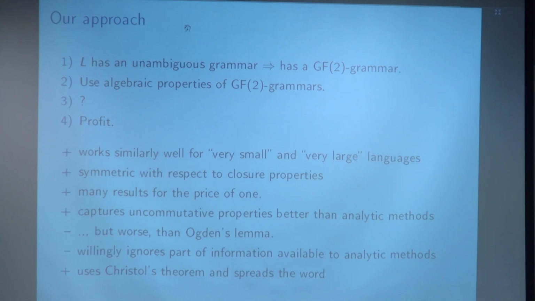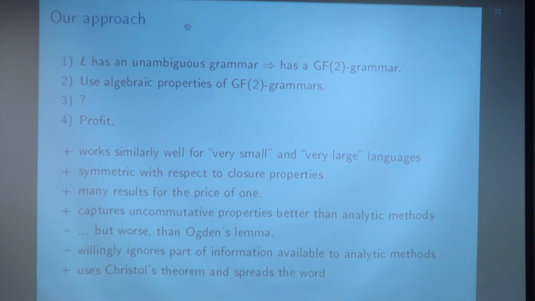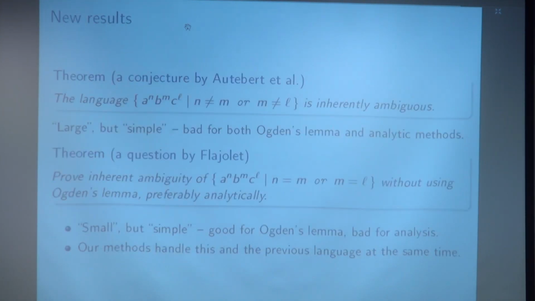And it also uses Christol's theorem as the most important part. And Christol's theorem is really one of the coolest mathematical statements I know about. And so we will see that. Here, if you want new results, the first result is some language, still a very simple language. It was not known at all that it's inherently unambiguous. It's the language you can see on the slide.